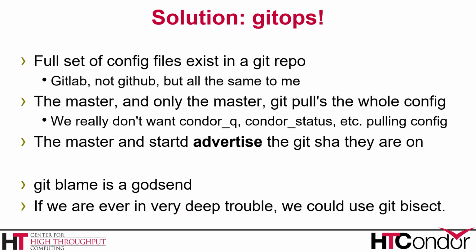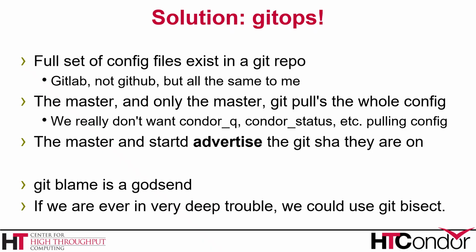And that is to say, we put the whole set of configuration files in Git. Turns out we don't use GitHub, but rather GitLab, but they're all pretty much the same. And we manage them via a series of Git pull requests. And when the master starts up, it does a Git pull from a repository and gets the whole hive of files, and then keeps it on disk, because we really don't want condor_q or any other non-master tool doing this thing. An advantage of this is the master and the startd can advertise in their daemon ad what SHA they're on, so we can quickly verify that the correct or perhaps the expected configuration is in the right place on the right machine. And we can use git blame.